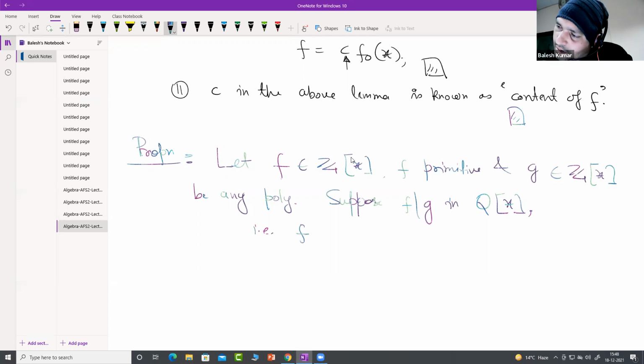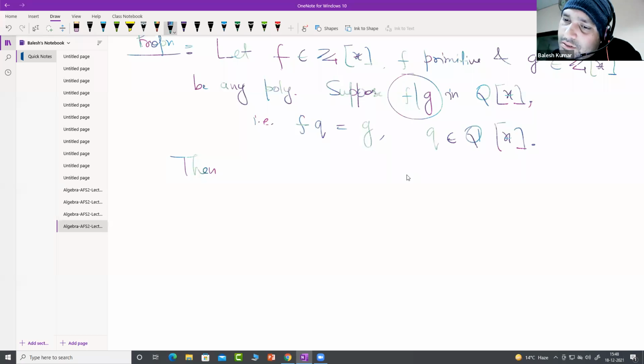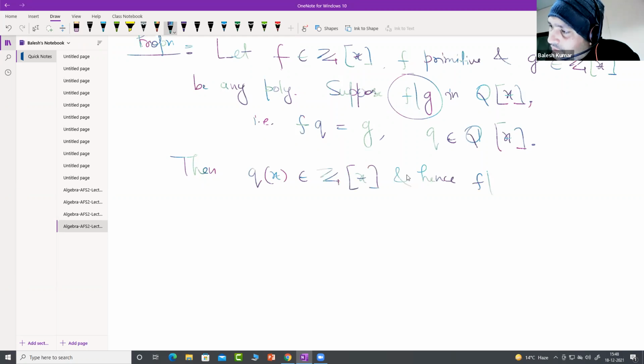That means you can write this g as f times q. f times q is equal to g, where q lies inside Q[x]. So this is the thing we have given. Then what does this proposition say? It says that in fact this divisibility is inside Z[x], then q of x lies inside Z[x], and hence f divides g in Z[x].